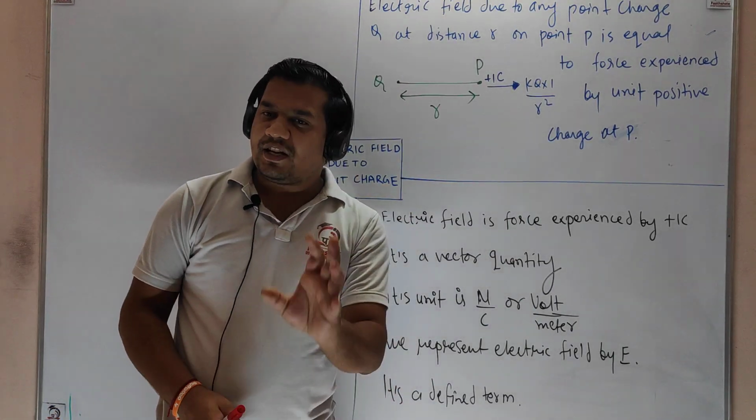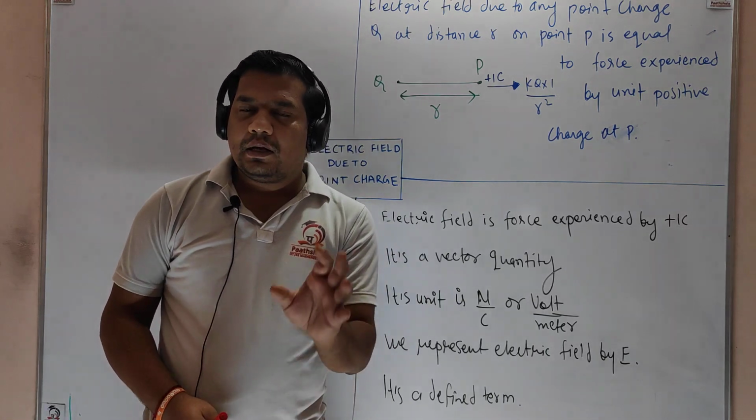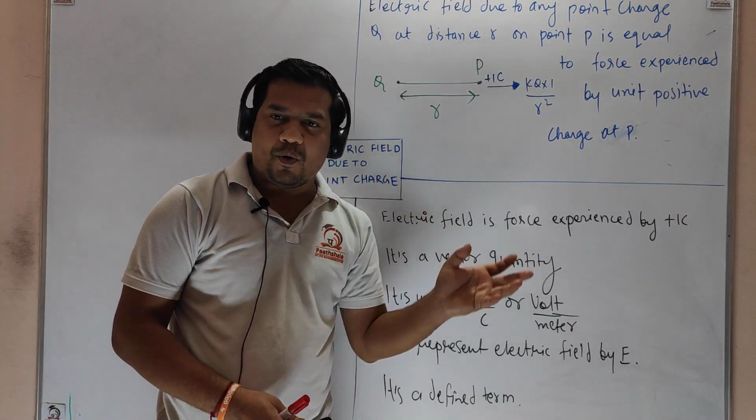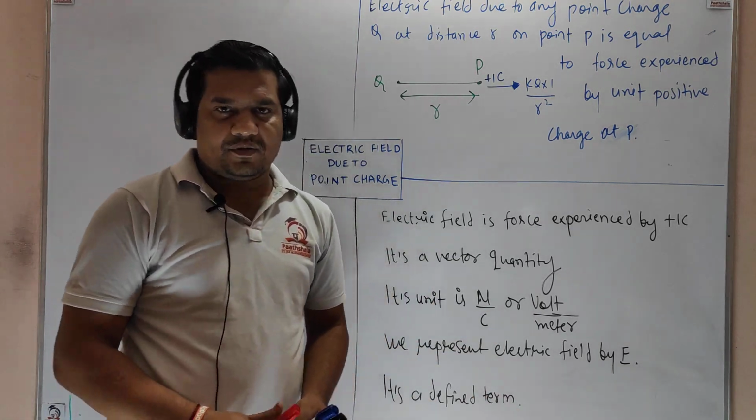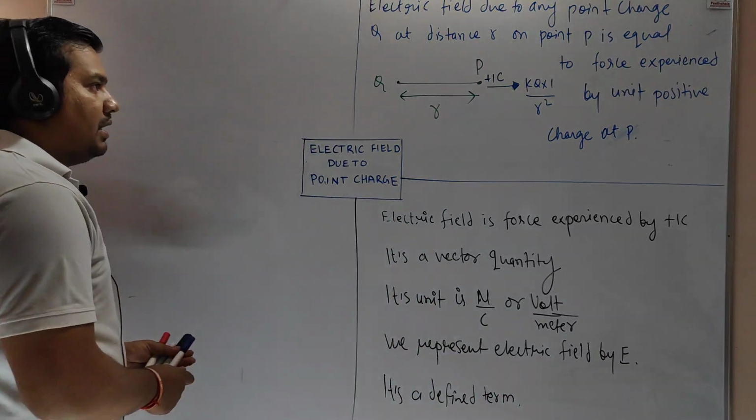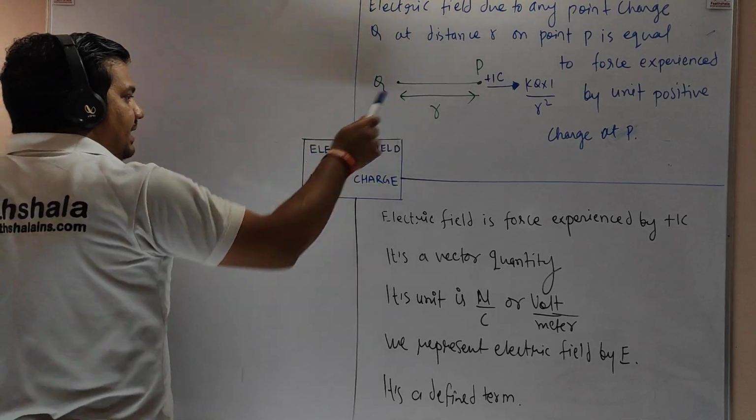So remember the definition in your words: electric field at any particular point due to any charge distribution is actually the force experienced by unit positive charge. It's a vector quantity, so we represent it by E.